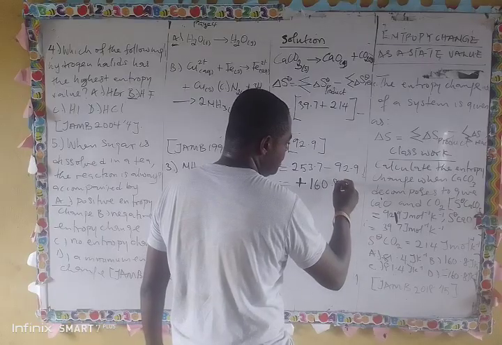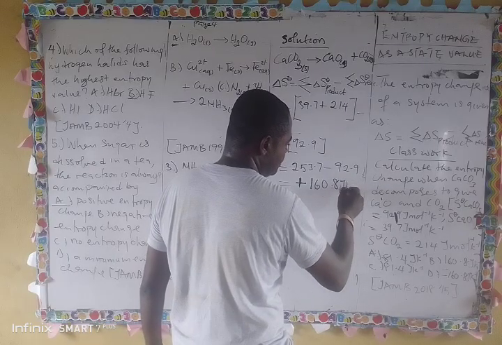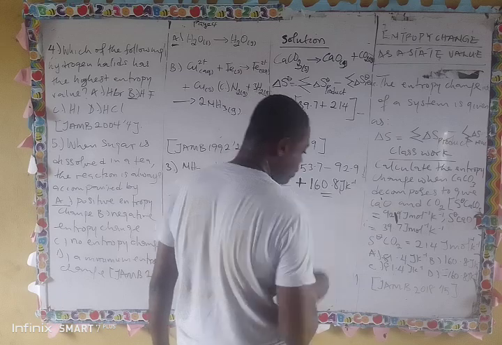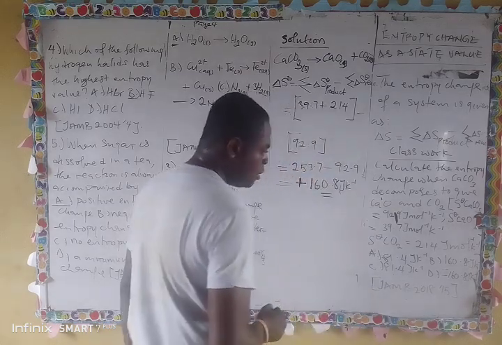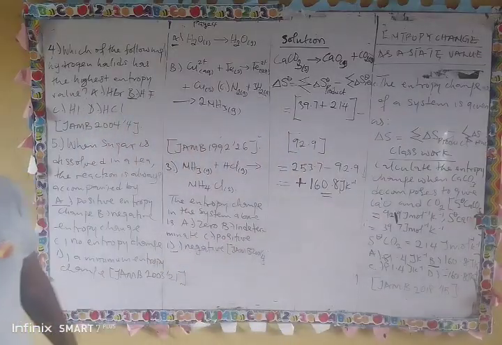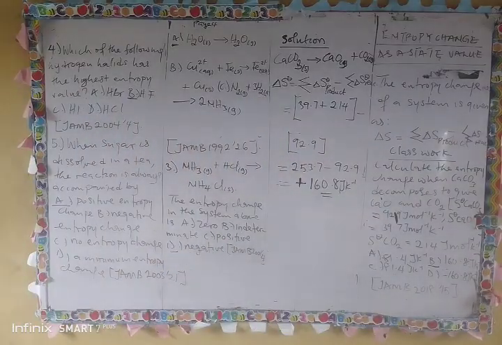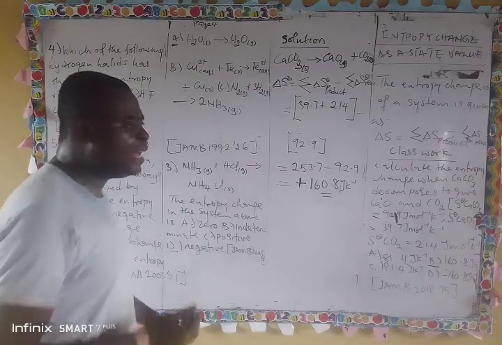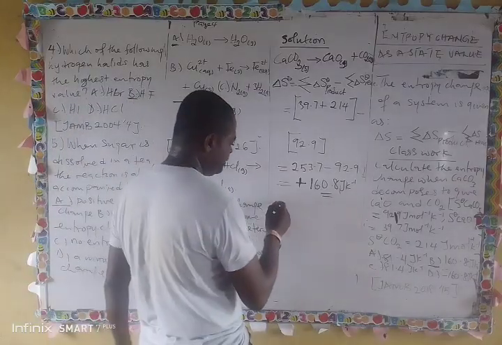0.8 joule per Kelvin. And that's option what? Option B. So that is what we have there. Now let's go to Gibbs free energy.